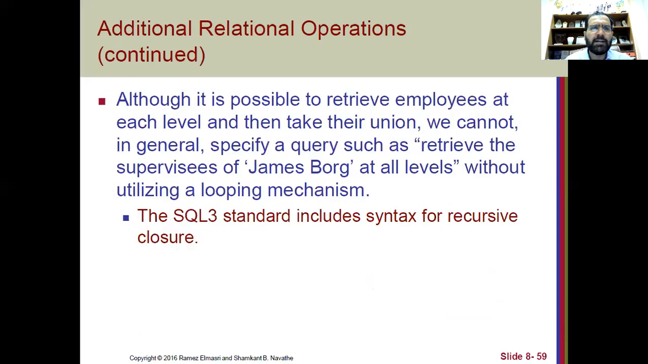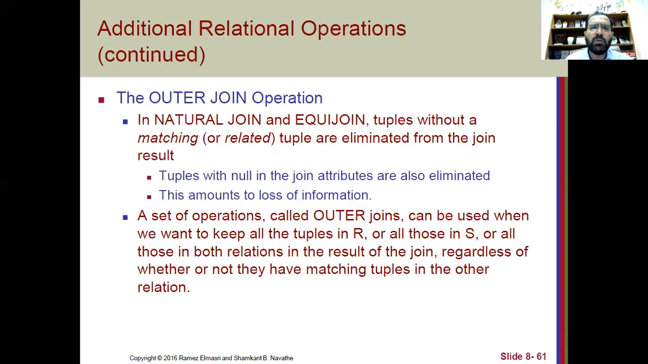Here, that is about recursive relationship. I think there is no need of it. I just want to skip this. Yes, this one is important. That is called outer join.